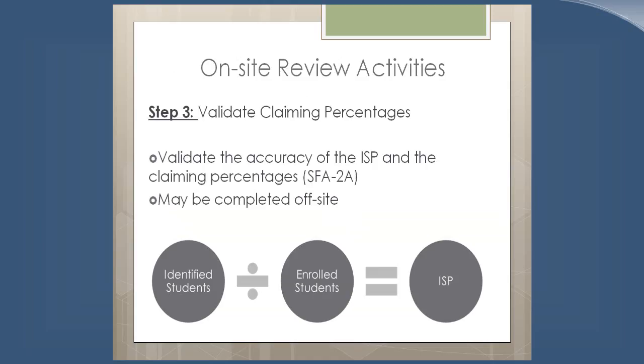Now we're going to move on to step 3, which is validating the claiming percentages. If a CEP school is under review, the state agency must validate the accuracy of the ISP and the claiming percentage calculated for free and paid meals. At a minimum, the state agency must verify that the claiming percentage identified from the last ISP approval was properly applied to the review period and month of the on-site review from the current school year. The state agency may complete the validation of the ISP and claiming percentages as a part of the off-site assessment. The next 2 slides will cover the steps needed to validate resulting claiming percentages.